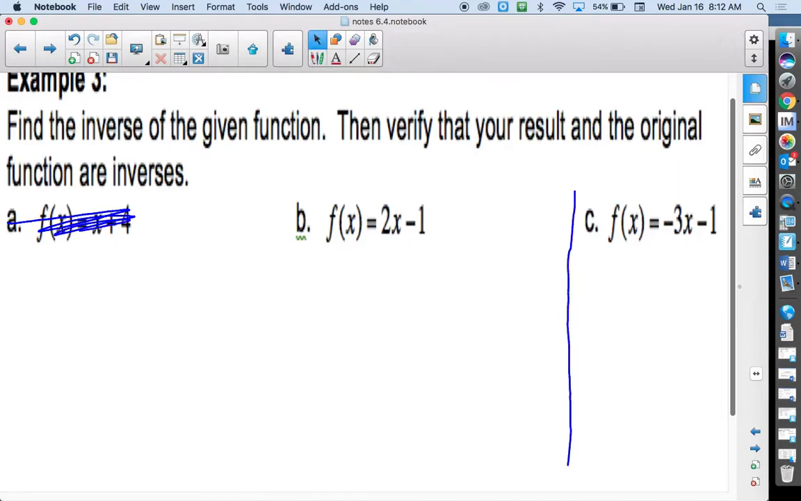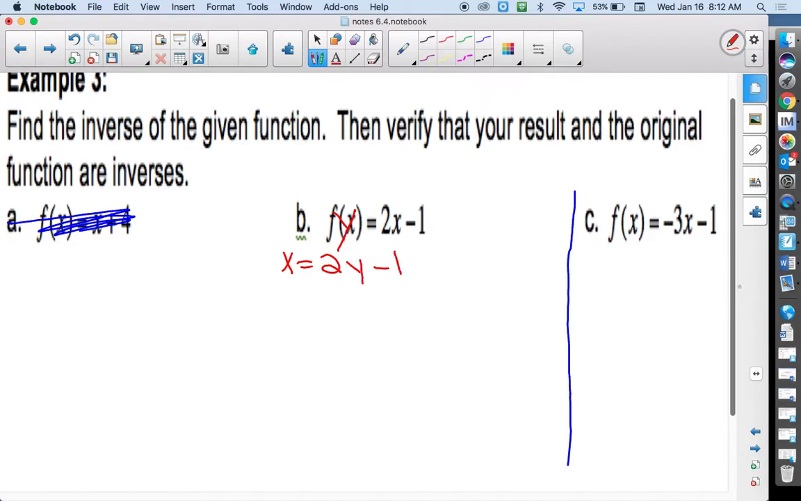So the directions say find the inverse of the given function. We don't know what the inverse is, we're going to find it. Then verify your result and the original are inverses. So how do we answer the first step, find the inverse of the function? What do we do to get that? Perfect. Set f of x equal to y. And then what else? Switch x and y.